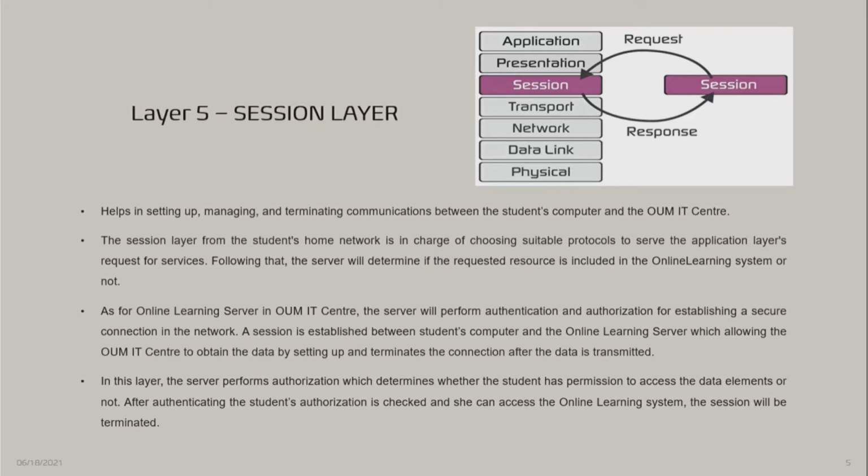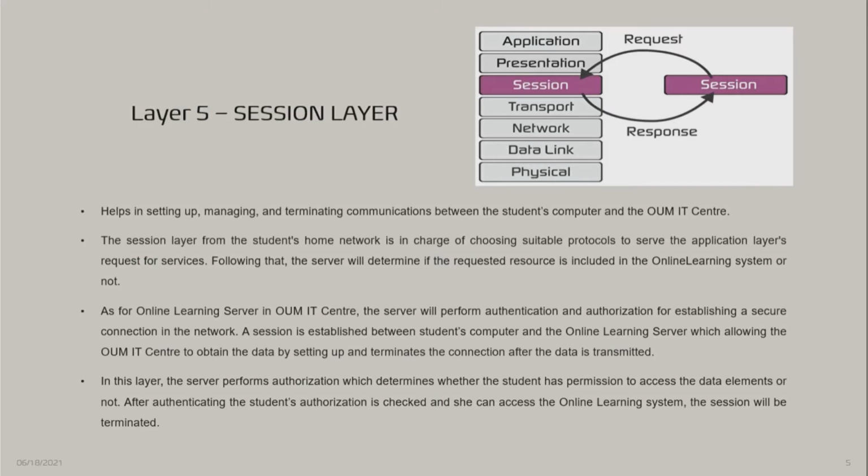If the requested resource is available, it will attempt to communicate. If the network connection is not available, an error message will be sent back to the student's computer informing the student that the connection has failed. If the network connection is available, it will establish the session and the data from the student's computer will be received by the OUM IT Center.